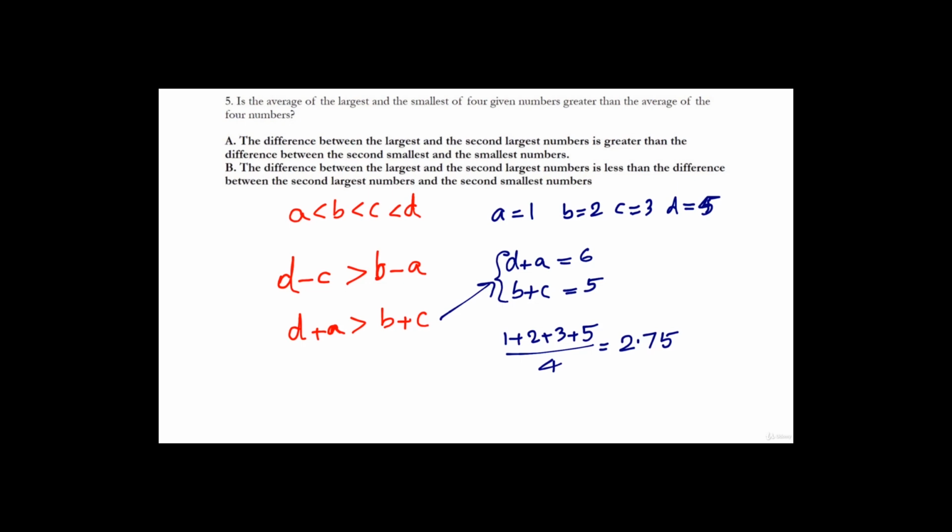Now the average of largest and the smallest number will be 1 plus 5 divided by 2, which is 3. Now we know that 3 is greater than 2.75. So which means the average of largest and the smallest of the four given numbers is greater than the average of all the four numbers. So here, using statement A, we are getting yes as an answer. Okay, statement A is providing one answer for us. Now let us consider statement B.